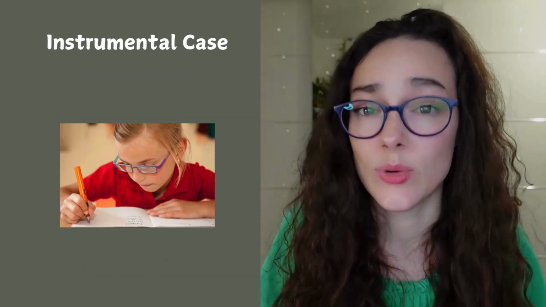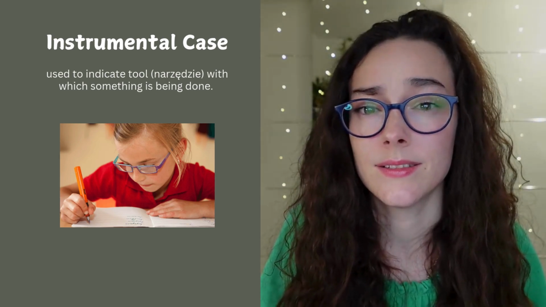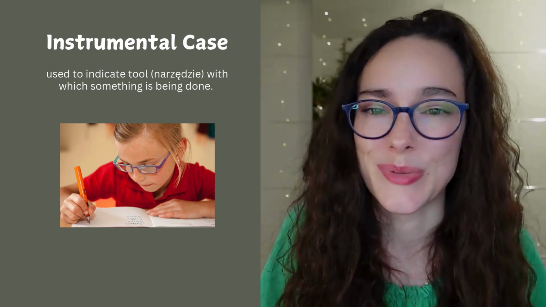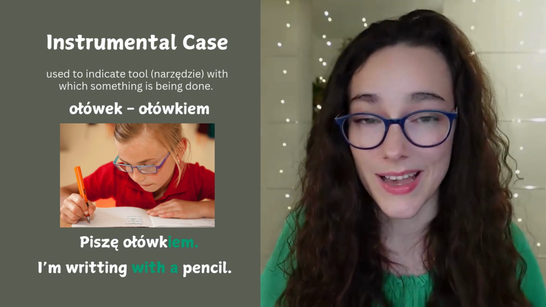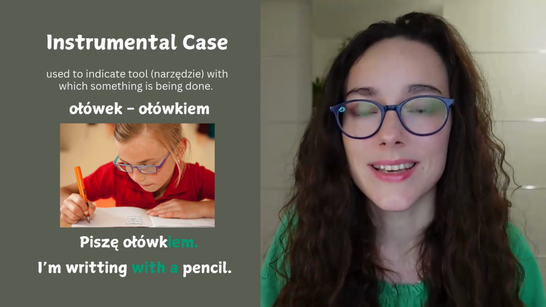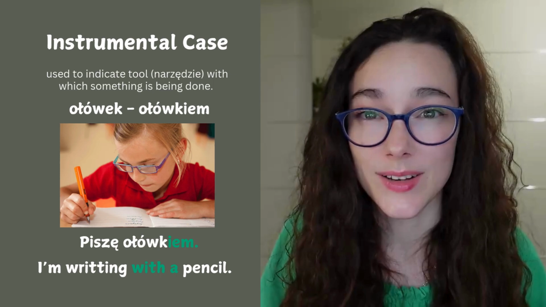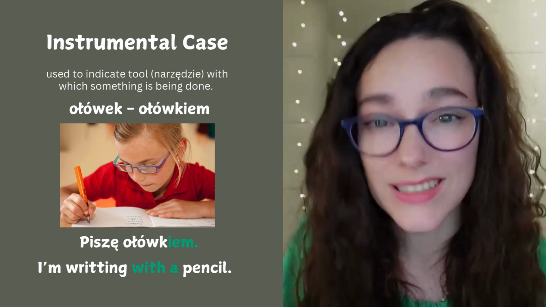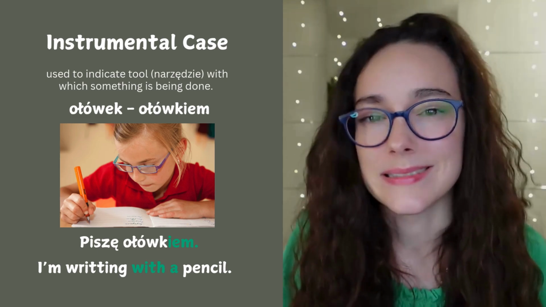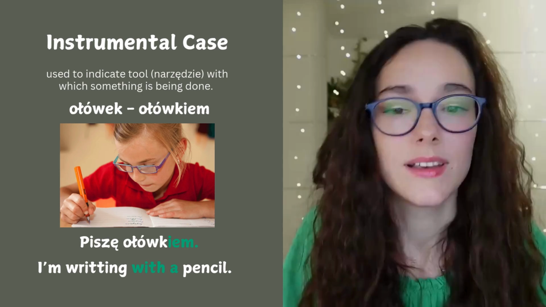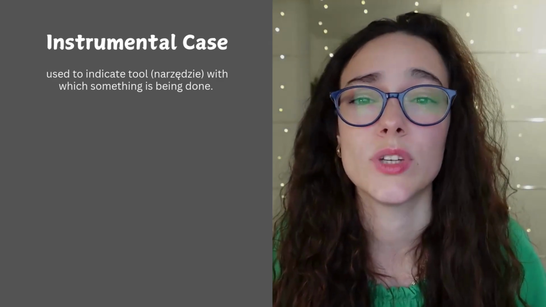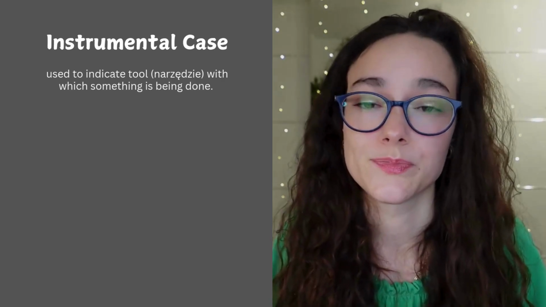Then the instrumental case, and one of its functions is identifying a tool by which an action is accomplished, which helps us to do something, to perform some activity, like piszę ołówkiem. I write with a pencil. So here you can see how short the sentence is, just 2 words. Piszę ołówkiem. And in English it is I am writing with a pencil. And in Polish we don't need the preposition with, we already have this, so it's just piszę ołówkiem. And it is already expressing the same idea. For the instrumental case, we also very often use the preposition z, like with. Idę z przyjacielem. I am going with my friend.